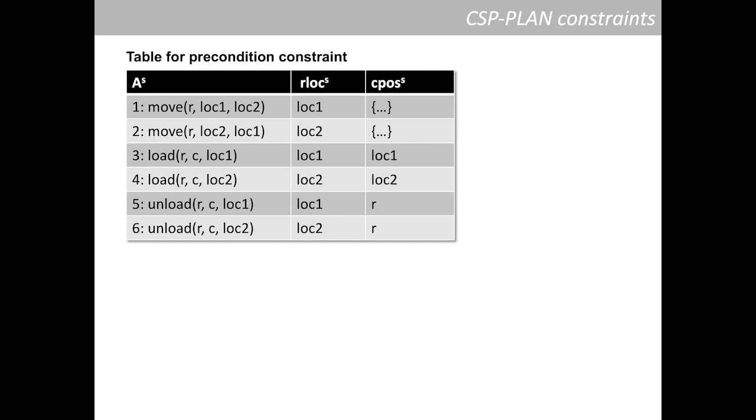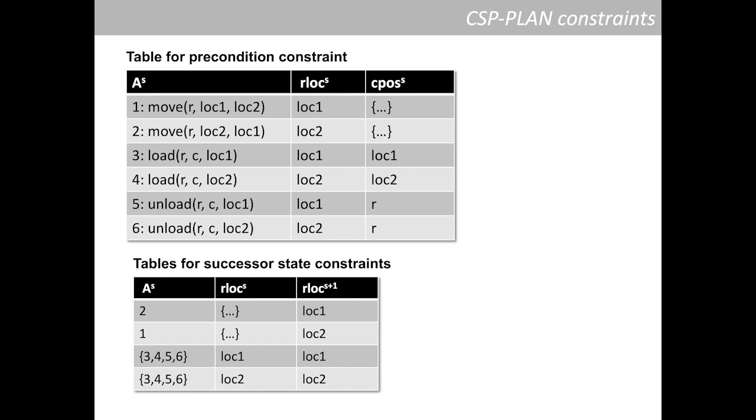In this case, we, for example, see that the first action, moving the robot from location 1 to location 2, has one precondition: that the robot is at location 1. And the variable of position for the container does not matter there. About the successor state constraint, there will be two of them because we have two state variables. So this is the successor state constraint for the location of the robot. We can see that the move actions are changing the value of this variable. So we set the new value of this variable, like location 1 for action 2 and location 2 for action 1, and we don't care about the location variable in the previous step. And the other actions, loading and unloading, 3, 4, 5, 6, are not changing the state variable, so they will preserve it, and so they behave like the no-op action.